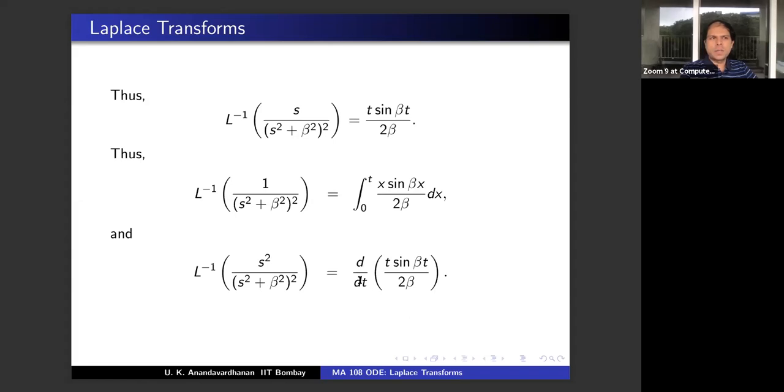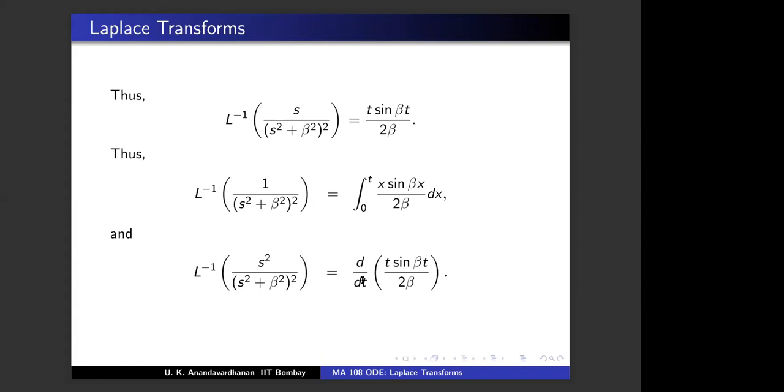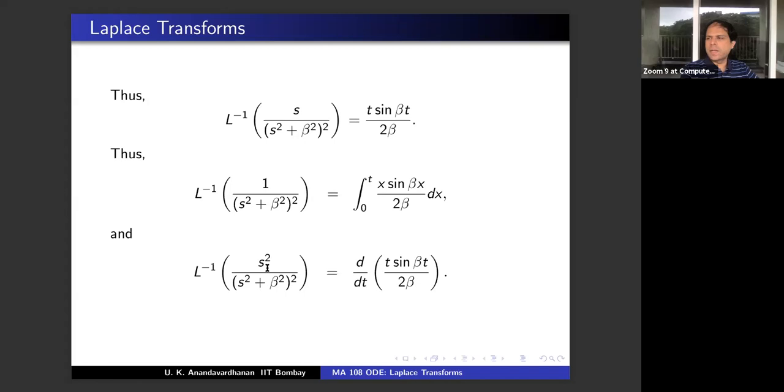So what was my formula? My formula is L of f dash. Which formula am I applying? Multiplying by s is L of f prime, no? This is multiplying the Laplace transform of this by s, right? So my formula is s times the Laplace transform minus f of 0. Here it is 0. So I'm using the fact that f of 0 is 0. That's why that term did not come here.